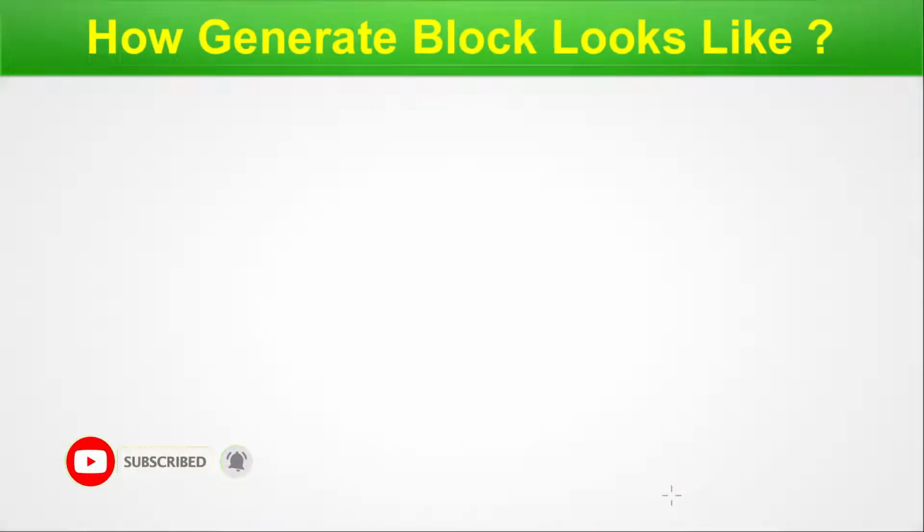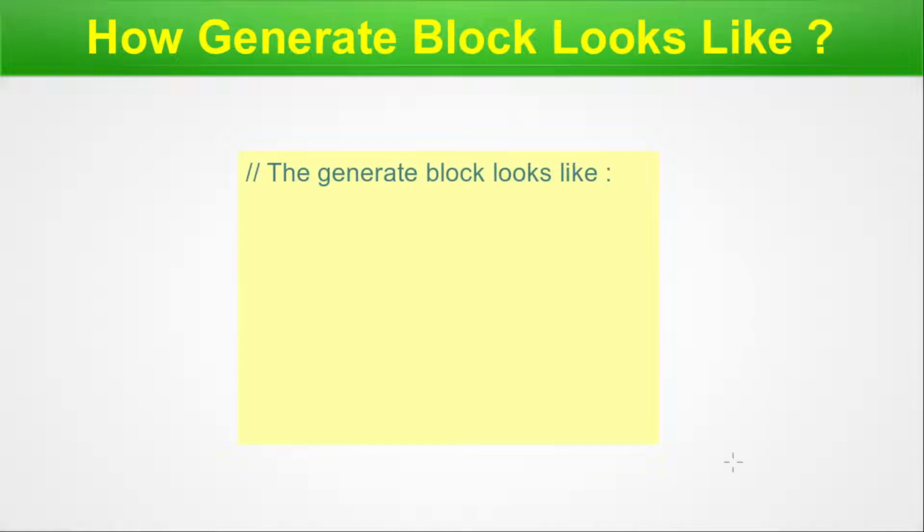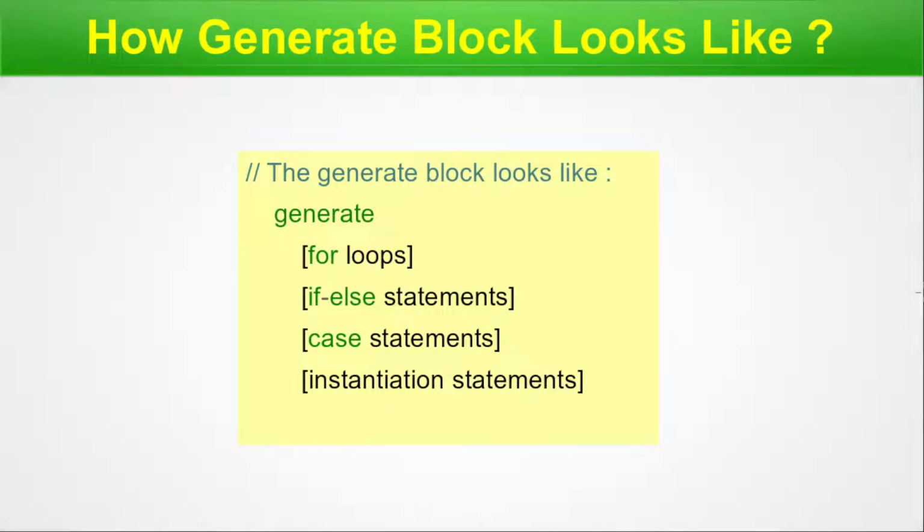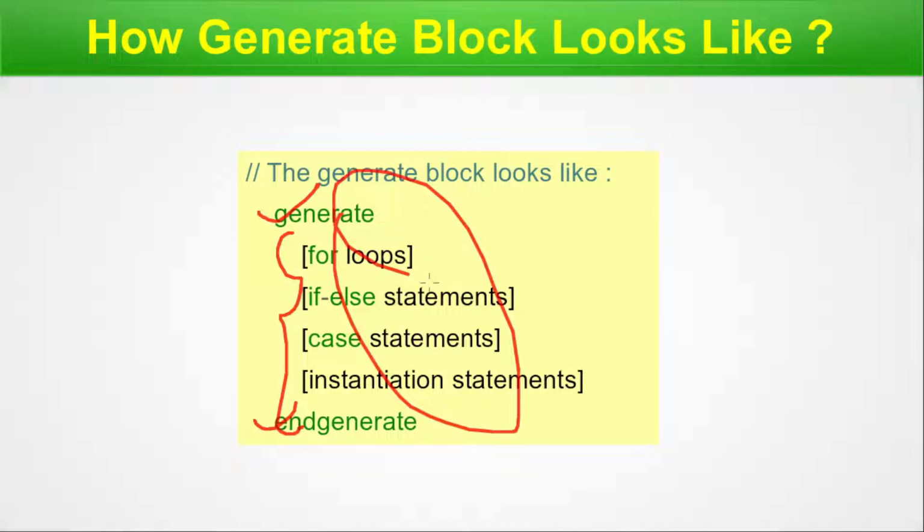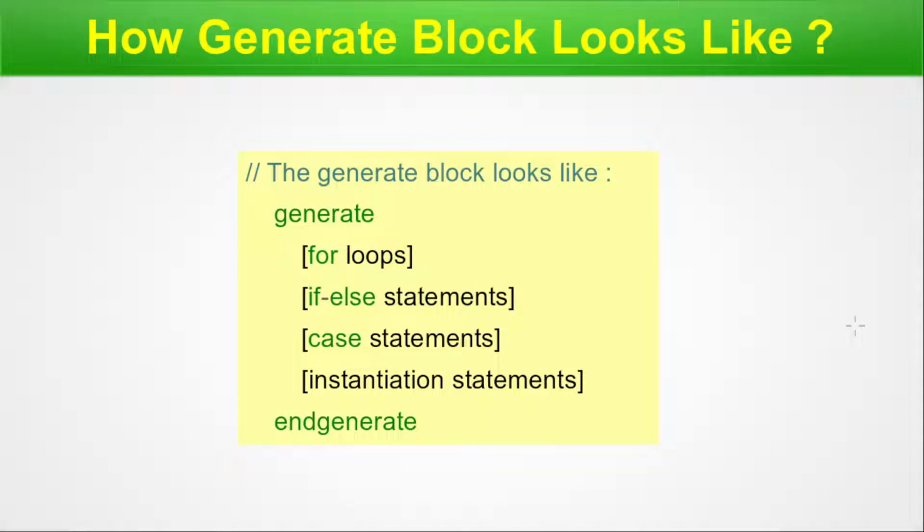How the generate block looks. Here we'll have a structural example. Here goes the structural example. The generate block has a generate keyword, followed by for loops, if-else statements, case statements, and instantiation statements. Instantiation means we have different predefined modules or existing modules which came in the library. All the instantiation statements. And then finally, we use the endgenerate keyword to encapsulate the entire generate block. So the generate block starts here and ends here, and in between it may contain all of these things. This is the structural example of the generate block. We are done with this particular slide.